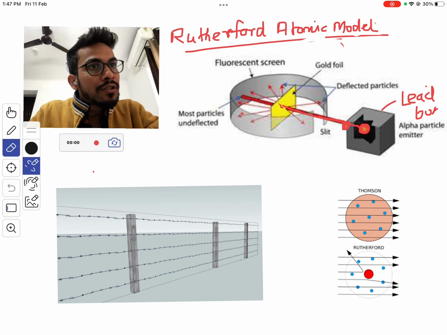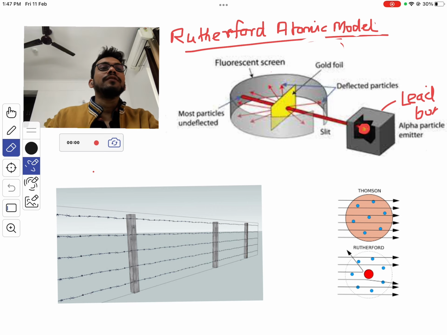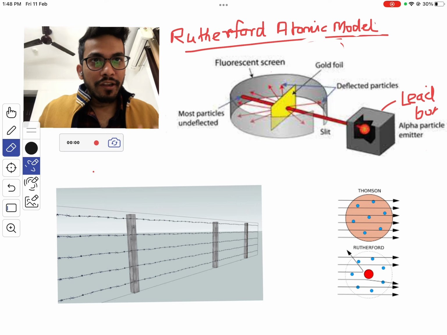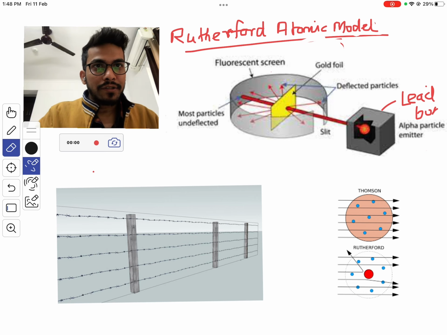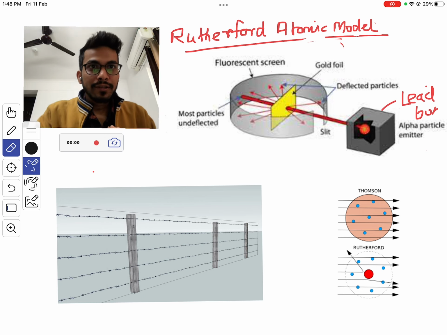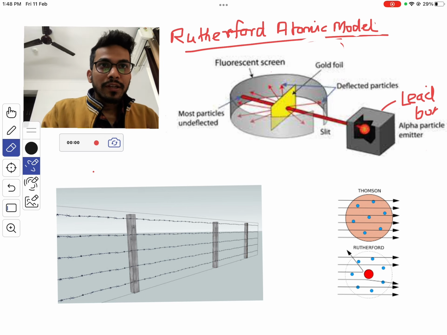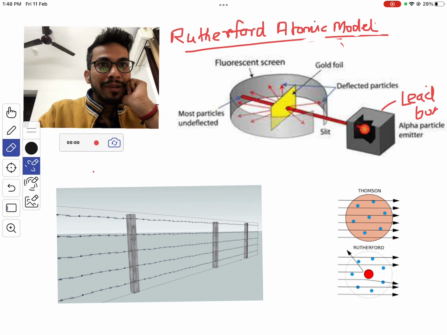So let me put forward the observations which Rutherford concluded after doing this experiment. The first observation was that more than 90% of the rays pass through the gold foil undeflected, meaning there was no change in their path. Some of the rays show minor deflection, and very few rays, nearly 1 out of 12,000, were rebounded back to their original position. This totally surprised Rutherford. How could this happen? Because if the Thomson model had been right, the result wouldn't have been like this.